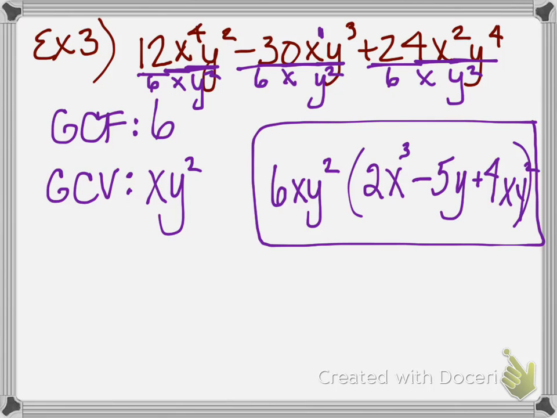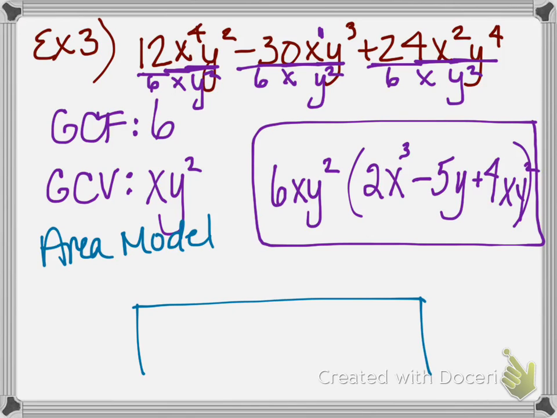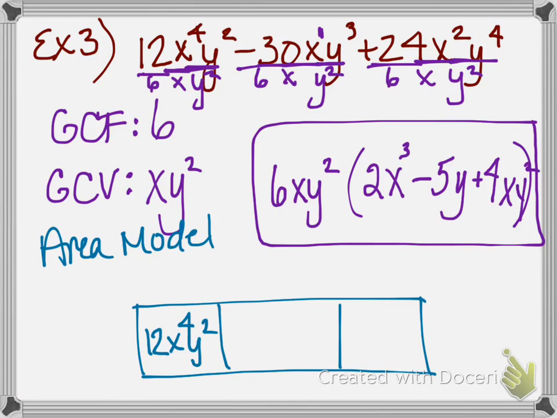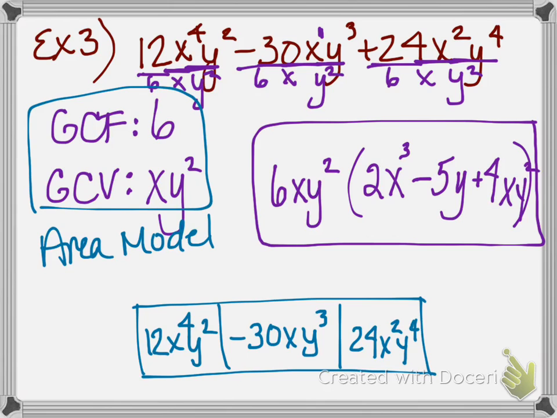Again, if we wanted to, we can do an area model for this. Be a little bit longer this time because I have 3 terms. So I have 12x to the fourth y squared and negative 30x y to the third and 24x squared y to the fourth. Again, I would still need to do this work here and get my common factor, which I have as 6xy squared, and then I would fill in the blanks.